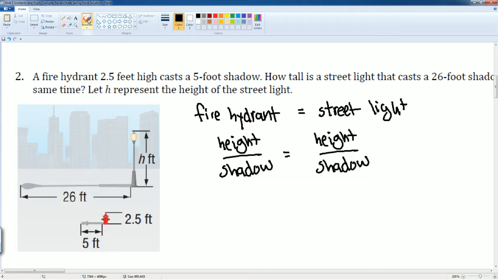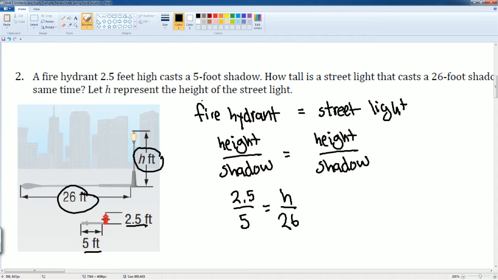Now I can plug in the values. The height of the fire hydrant is 2.5 divided by the shadow of the fire hydrant, which is 5. That's going to be equal to the height of the street light, which is h, we don't know, and the shadow, which is 26. Now we can cross multiply. 2.5 times 26 and h times 5. So I have 2.5 times 26 is equal to 5 times h.